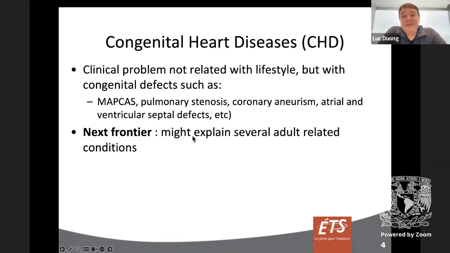So congenital heart disease is not a problem related with lifestyle, of course, but it's mostly due to congenital defects. You have all sorts of defects, which makes it a bit complicated to work all over the place. But you have cases where you have pulmonary stenosis. You can have aneurysm in the coronary arteries, such as in Kawasaki disease that we did work on. We have also all sorts of holes or defects, such as atrial and ventricular septal defects, etc.